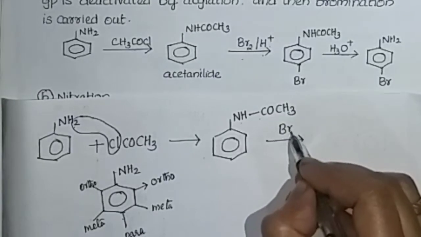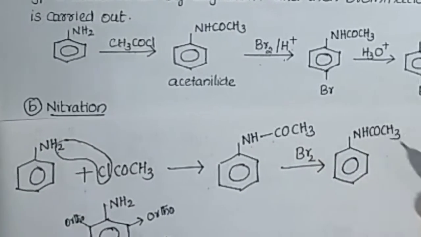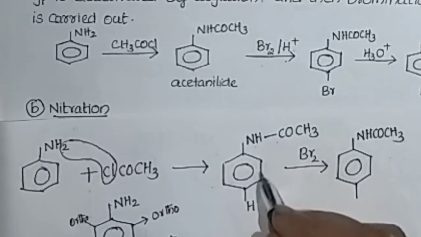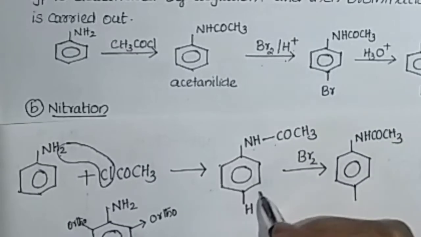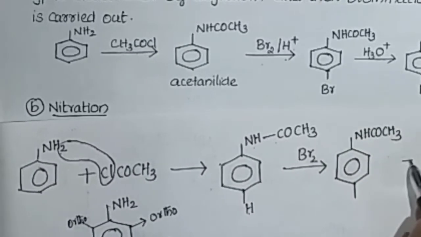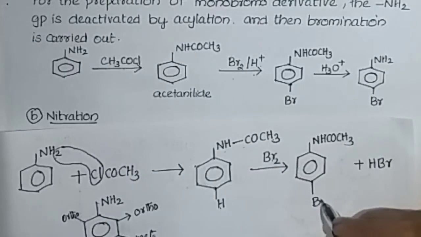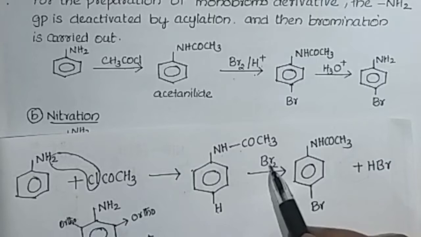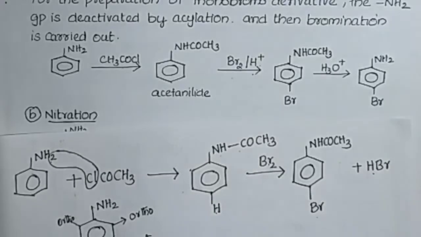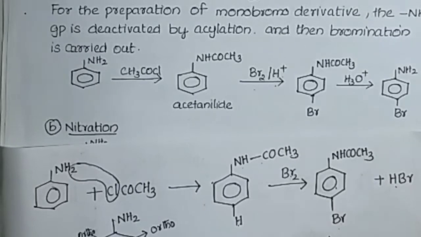We carry out the bromination. Bromine is substituted in the benzene ring. So here the benzene ring with NHCOCH3 is there. Here one hydrogen atom is there; at all the corners a hydrogen atom is present, which we don't write. This hydrogen atom reacts with one bromine atom to form HBr, which is eliminated. Then the remaining one bromine atom is substituted here. This is known as para-bromoacetanilide.